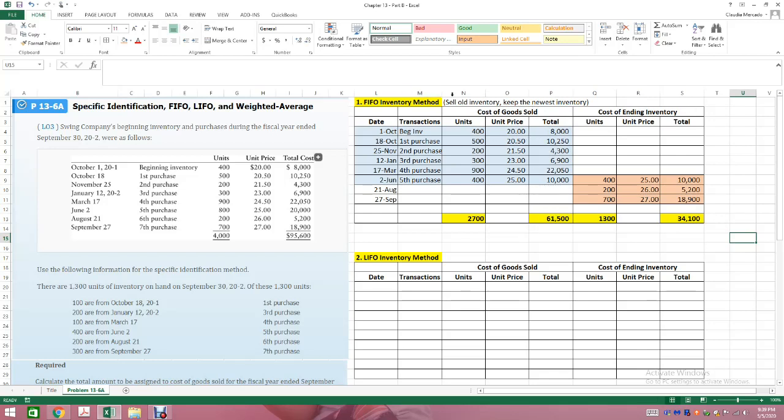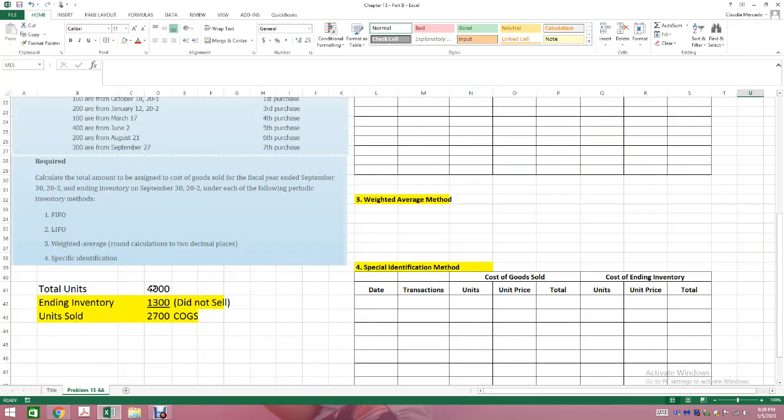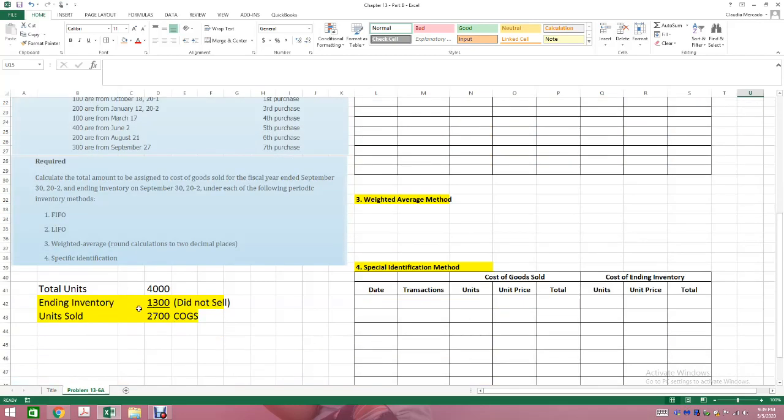So the point here is understanding, first, setting up or laying out your problem so you can see it visually, okay? Second of all, organizing your information, okay? Third is understanding what the problem is asking you. The problem told you that you purchased 4,000 units, which I have right there. The problem is telling you that you have 1,300 units on hand, which means you did not sell those 1,300 units. So that's my ending inventory. So then from there, you can subtract your total units minus your ending inventory to get the units that you sold. You sold 2,700 units. That represents your cost of goods sold, okay?